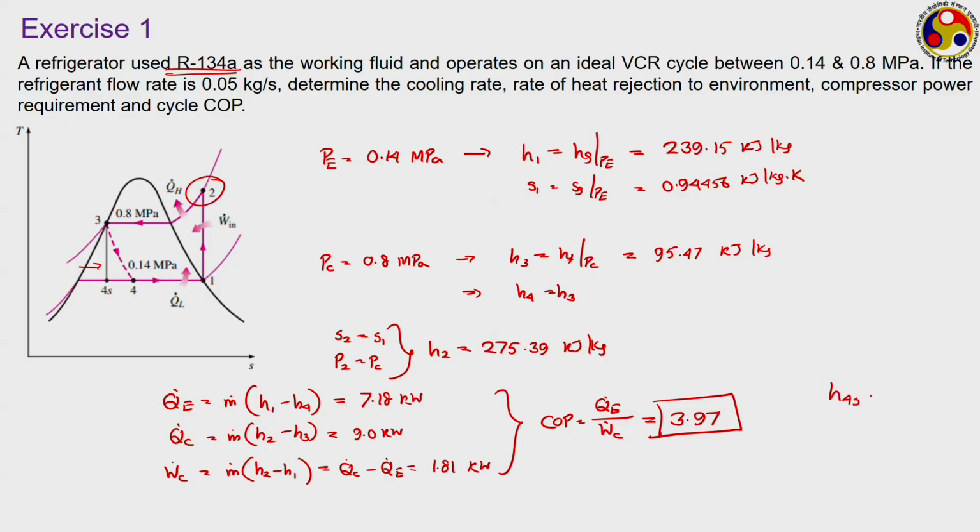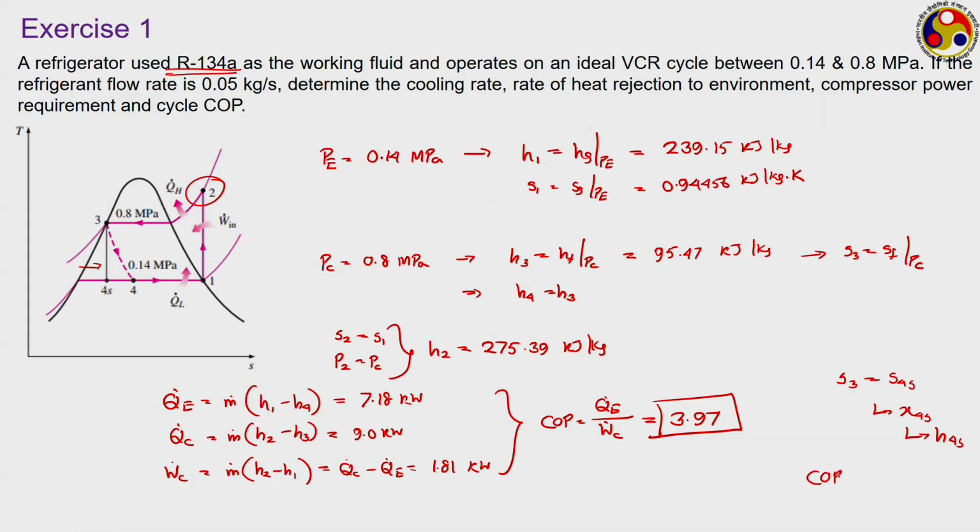So, the H4S can be calculated as S3 will be equal to S4S. So, the value of S3 you can get from here. S3 should be equal to SF corresponding to the condenser pressure, and as S3 is equal to S4S, from there you have to calculate the quality at point 4S, and from that quality you can get the H4S. Then you can easily repeat the calculation of all these parameters.